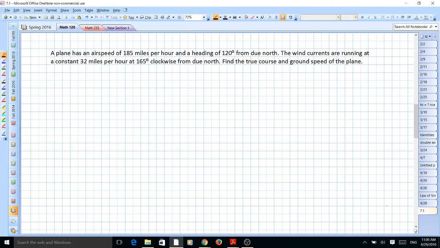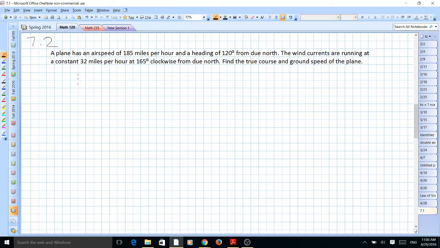The second example is 7.2. This is the hardest of the three examples. A plane has an airspeed of 185 miles per hour and a heading of 120 degrees from due north. The wind currents are running at a constant of 32 miles per hour at 165 clockwise from due north. Find the true course and the ground speed of the plane.